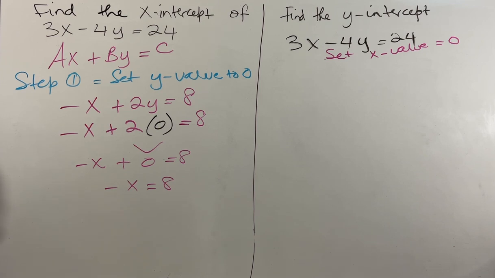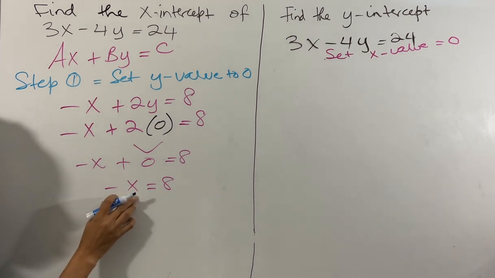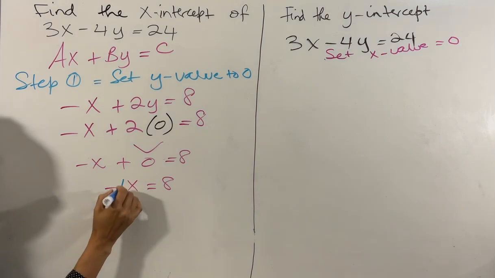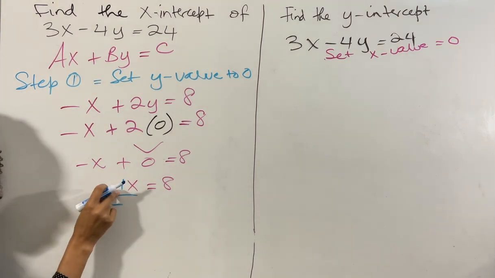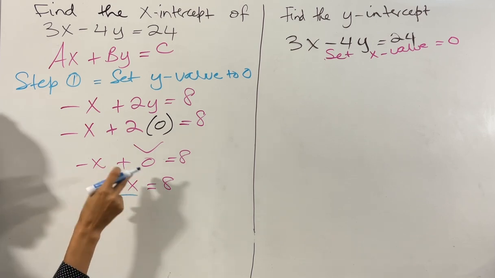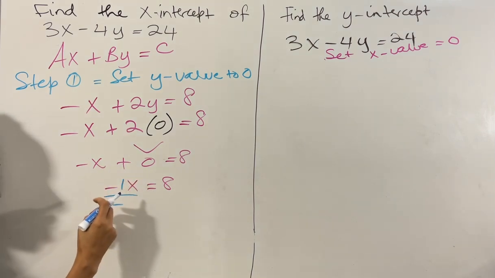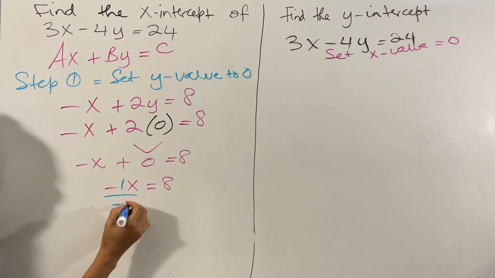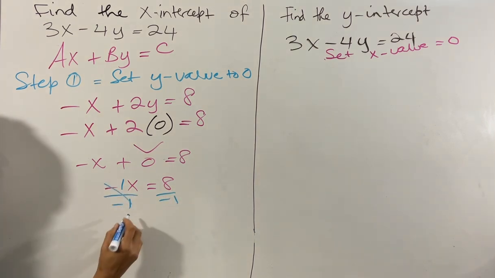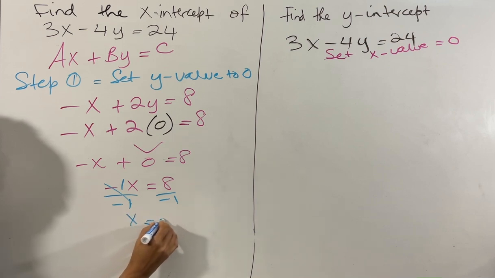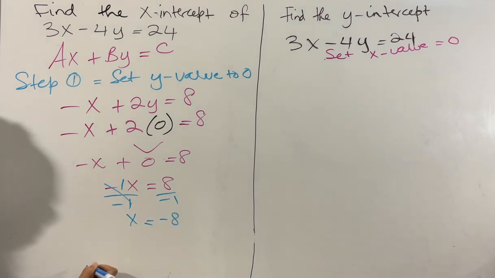But you notice here that you have negative x. You might say to yourself, what do I do now? But guess what? If you have no number in front of the variable, it's an invisible one. Because it's an invisible one, negative 1 now is being multiplied onto the x. You have to do the inverse of multiply, which is divide. So you have to divide by negative 1, and you do it on both sides. This cancels out. So x now is equal to negative 8.